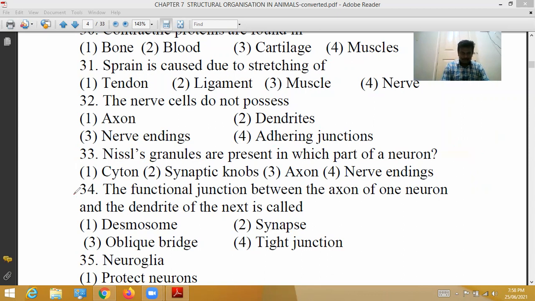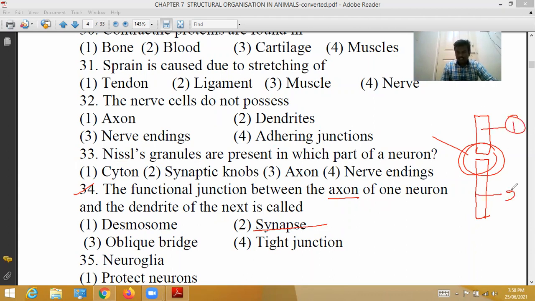Next, 34th question: the functional junction between the axon of one neuron and the dendrite of the next is called synapse. See, here it is one neuron. It is connected to another neuron. This region is called synapse. Synapse is an area of specialized junction between two neurons. In between two neurons, there is a junction that is called synapse. It helps in transmission of impulse.